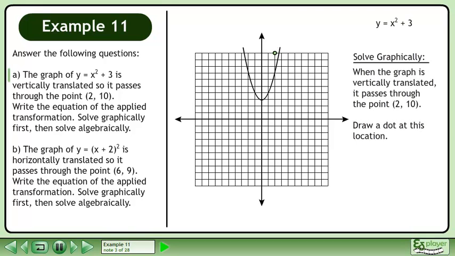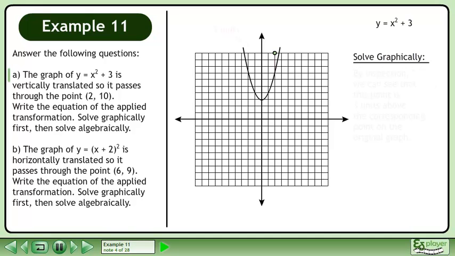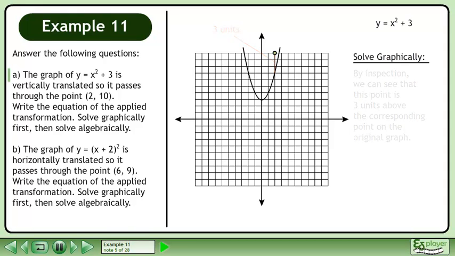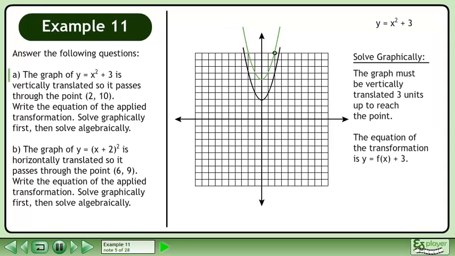Begin by drawing the graph of y equals x squared plus 3. When the graph is vertically translated, it passes through the point (2, 10). Draw a dot at this location. By inspection, we can see that this point is 3 units above the corresponding point on the original graph. The graph must be vertically translated 3 units up to reach the point. The equation of the transformation is y equals f of x plus 3.